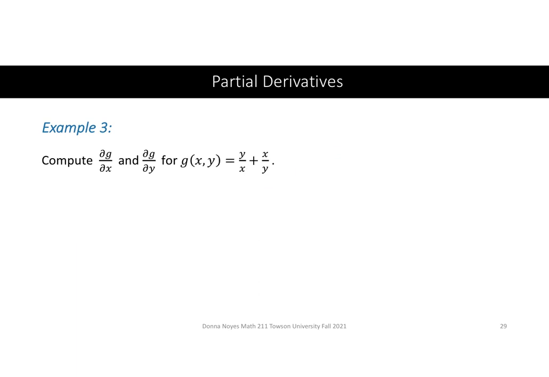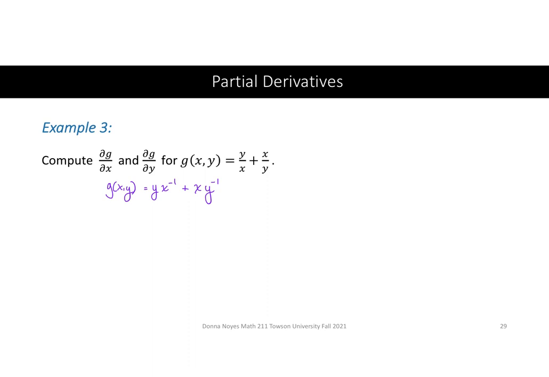We're going to mix it up just a little bit now with g. In this case, we're looking at g of x, y is y over x plus x over y. My first suggestion is let's rewrite this a little bit. So let's rewrite this as g of x, y equals y times x to the minus 1 plus x times y to the minus 1. That's going to make life a little bit easier on us when we want to take our derivatives.